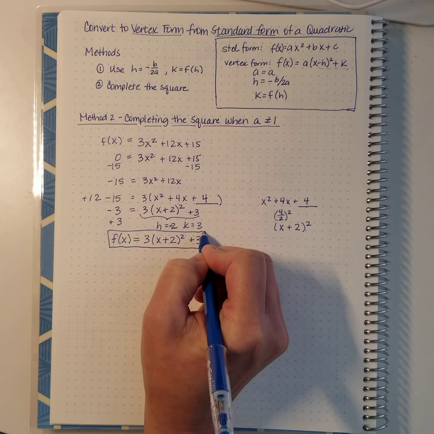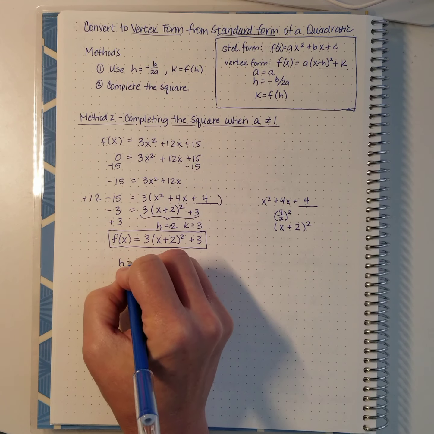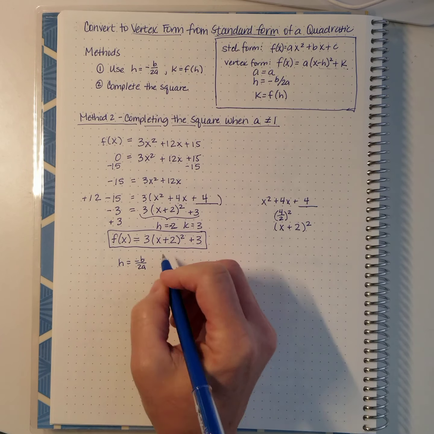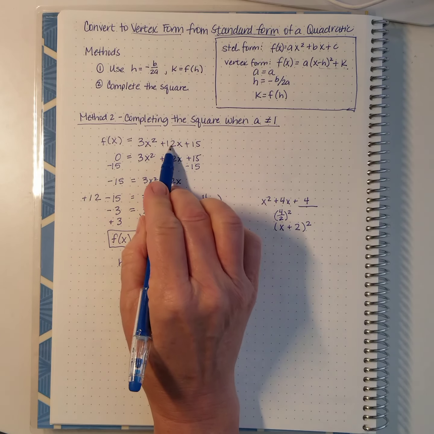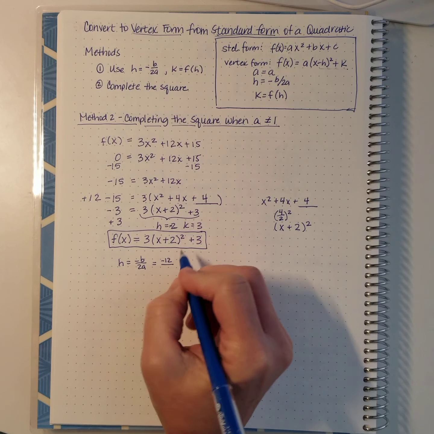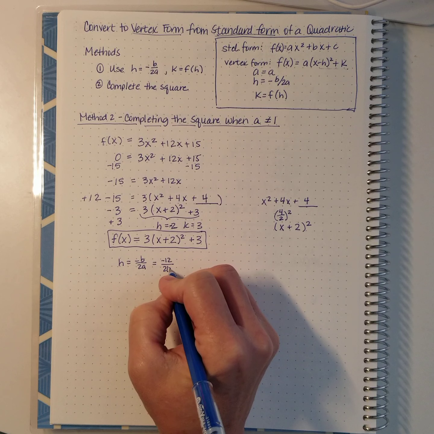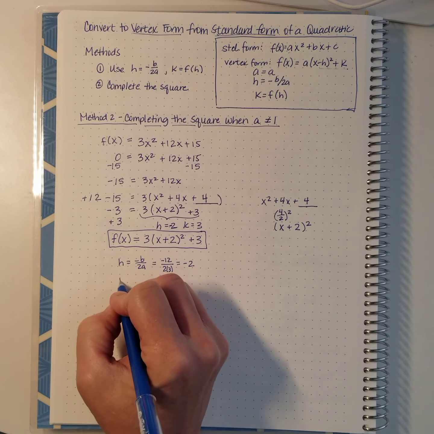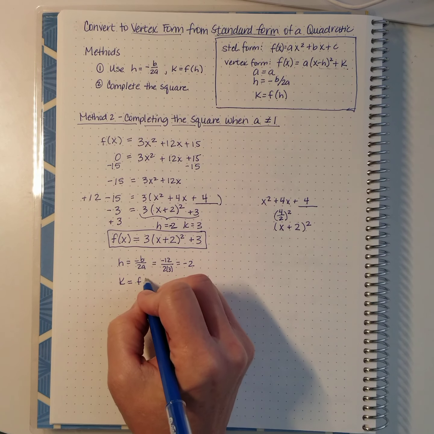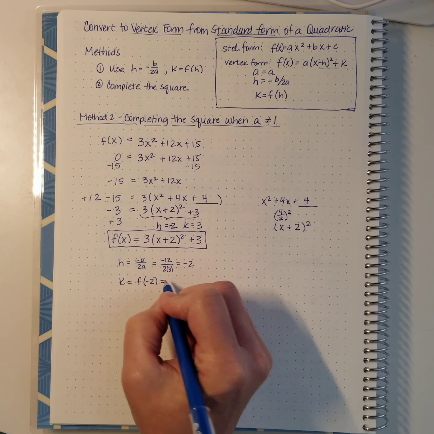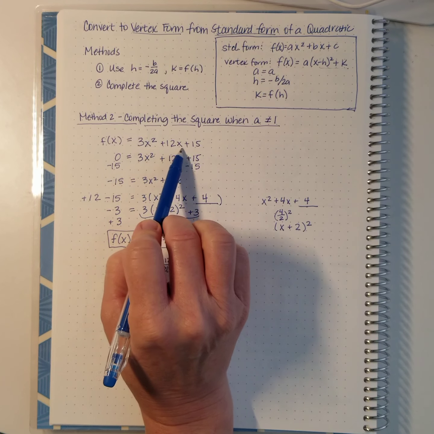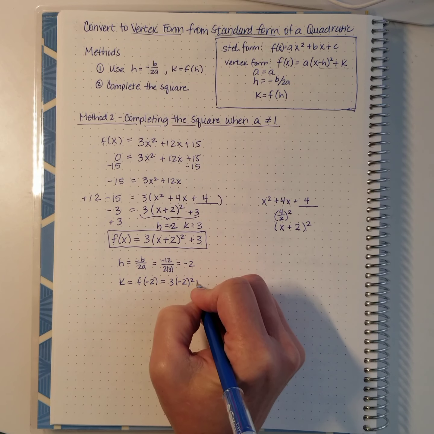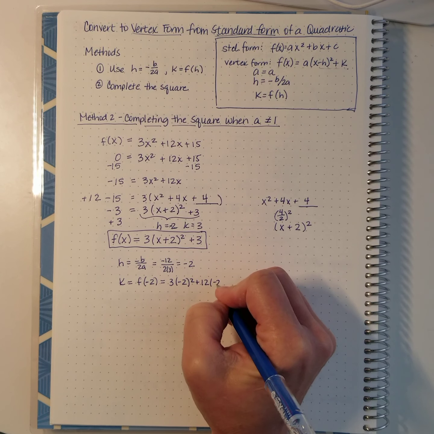You can actually do a check here using method 1. Did we do it right? So remember, if h is negative b over 2a, that's going to be equal to negative 12 over 2 times 3, which is indeed negative 2. And then k would equal f at negative 2, which is, we're going to go to our original function and plug in negative 2 for x and solve.